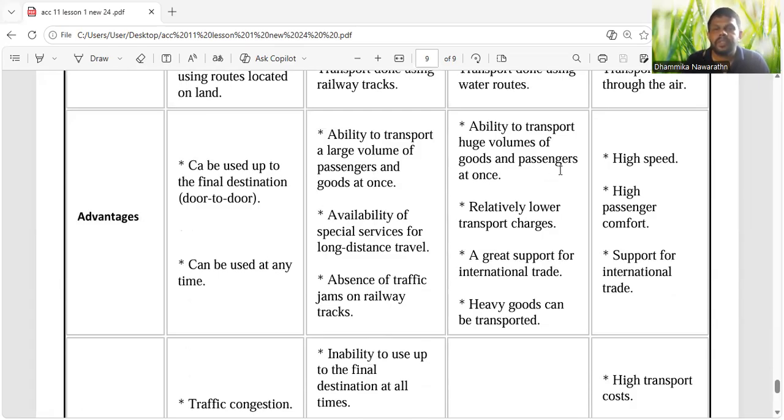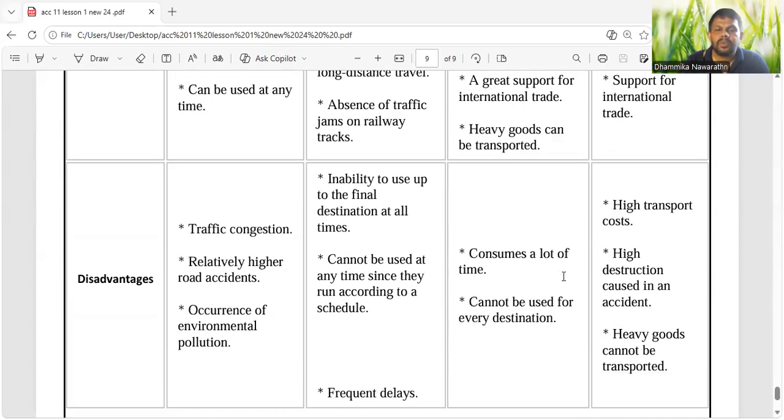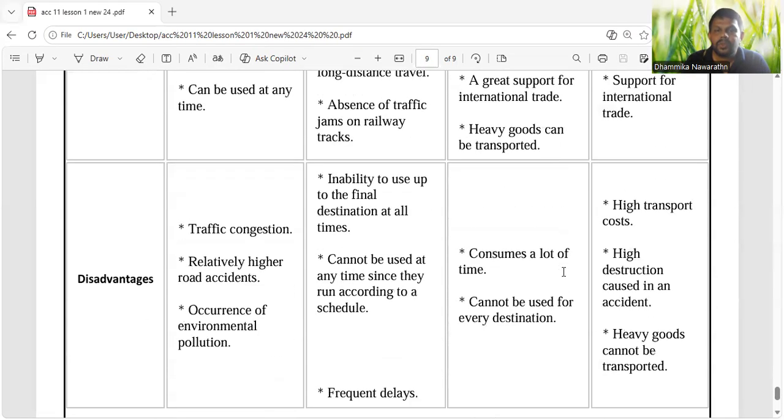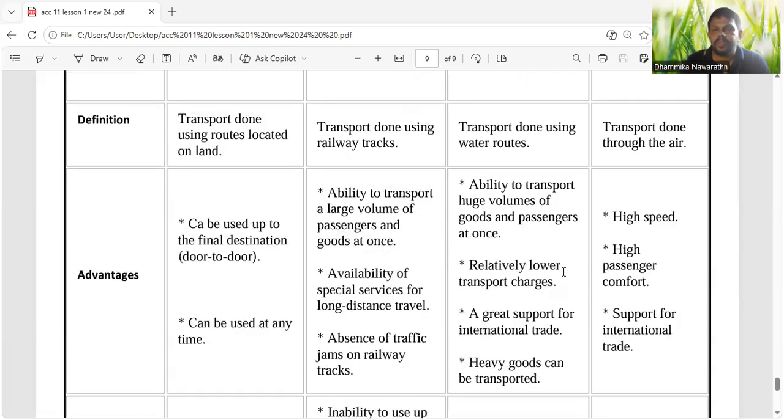Then we go to the water routes. The advantages: large volume, that means goods and passengers can be transported at once. Low transport charges, even compared to trains. Great support for international trade; without water routes it is very difficult. Heavy goods can be transported. Then the disadvantages: they consume a lot of time and cannot be used for every destination. There are no water routes to Moneragala, and to most of your places also.